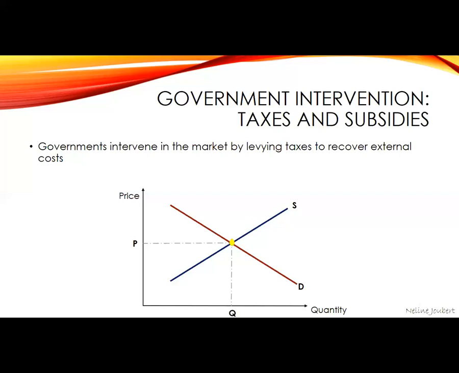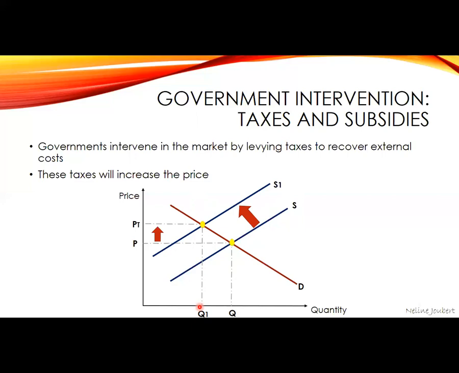So if we levy a tax on a product, it will increase the price of the product. And at the increased price, the quantity demanded of this product decreases. The increase in price also leads to a decrease in the supply of a product.